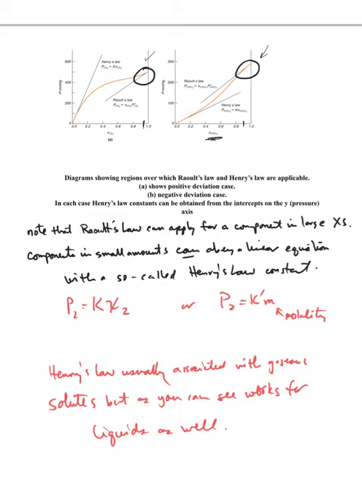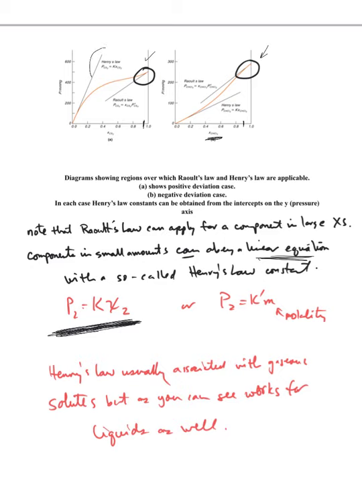Something interesting happens, though, with solutes that deviate quite a bit from being an ideal solution. They still follow a linear equation, and that's what I have written here. Components in small amounts can obey a linear equation with not the pure vapor pressure like Raoult's law, but something called the Henry's law constant. So what this equation is saying is that the partial pressure of component 2 is going to be proportional to its mole fraction times K, which is this Henry's law constant.